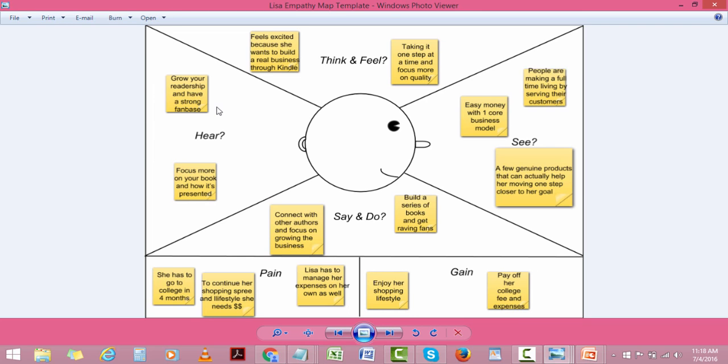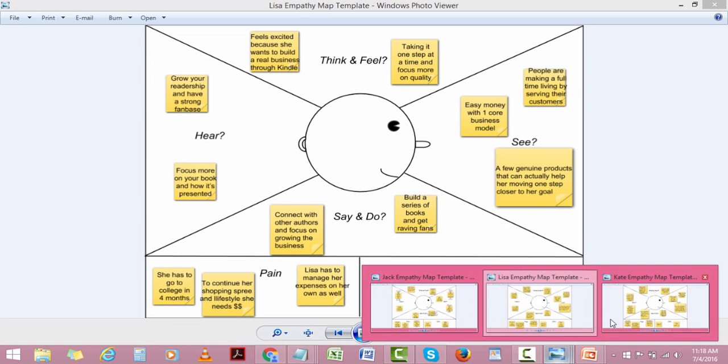So basically she's building her readership, she's building her followership, and now the pain point is that she has to go to college in 4 months, and to continue her shopping spree and lifestyle she needs some money, and Lisa has to manage her expenses on her own. So these are her pain points, and the gain is that she enjoys her shopping lifestyle, and using Kindle, using one core business model, she can easily pay off her college fee and expenses.